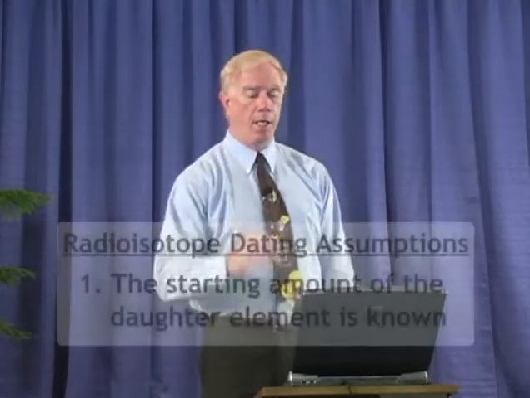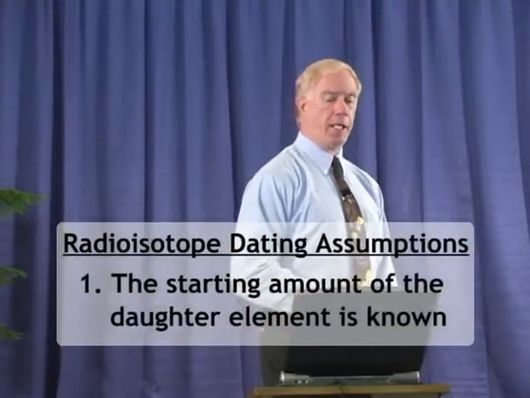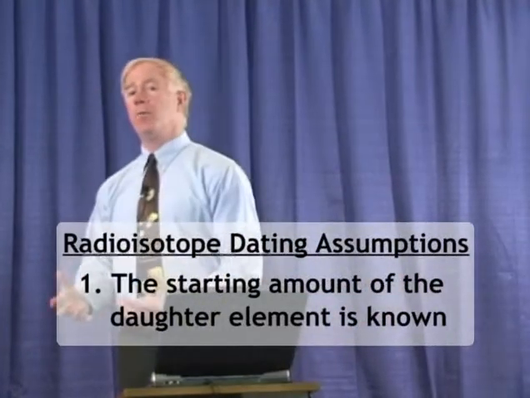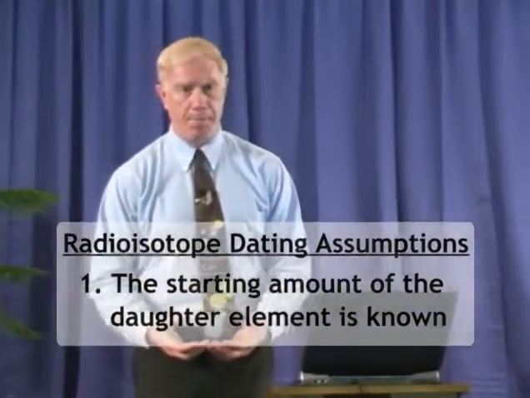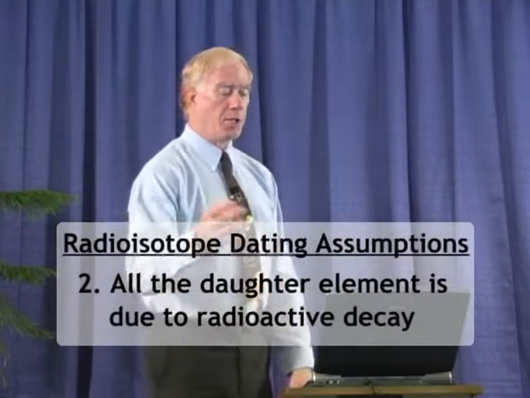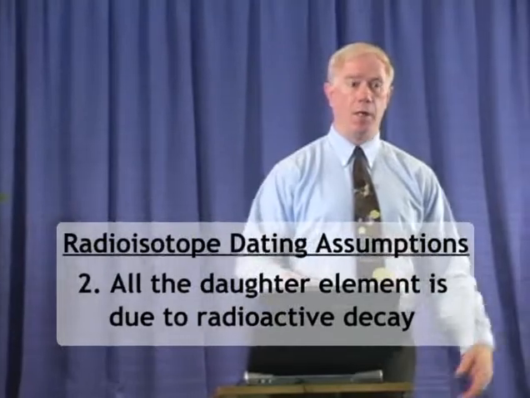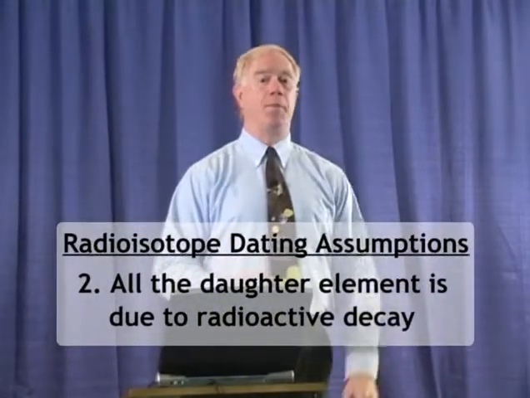So let's take a look at 4 assumptions that are used in radioisotope dating. Number 1, the starting amount of daughter element is known. We must know the starting amount of the daughter element, and it is assumed that it starts with no daughter element. Think about that hourglass. How do you know there wasn't some sand on the bottom to begin with? We don't know that. Number 2, all the daughter element is due to radioactive decay. We don't know that either. It could have started with some daughter element, such as lead.